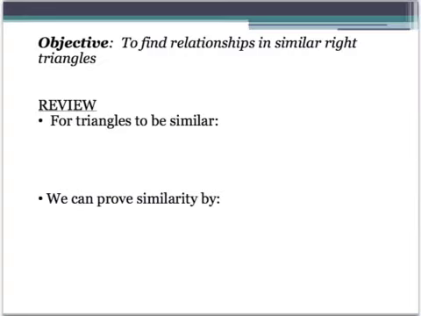Okay, let's start this lesson by focusing on our objective. And that is going to be to find relationships in similar right triangles. Well, what does it take for triangles to be similar? There are two criteria. Hopefully you all remember these. One of them, the sides are proportional.